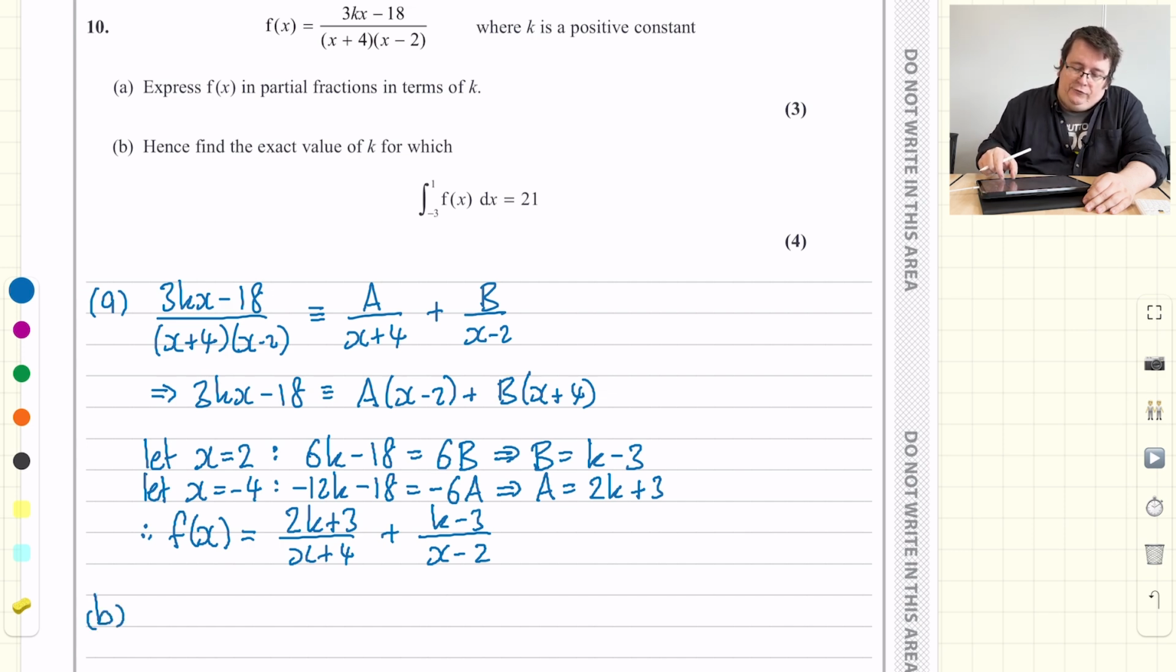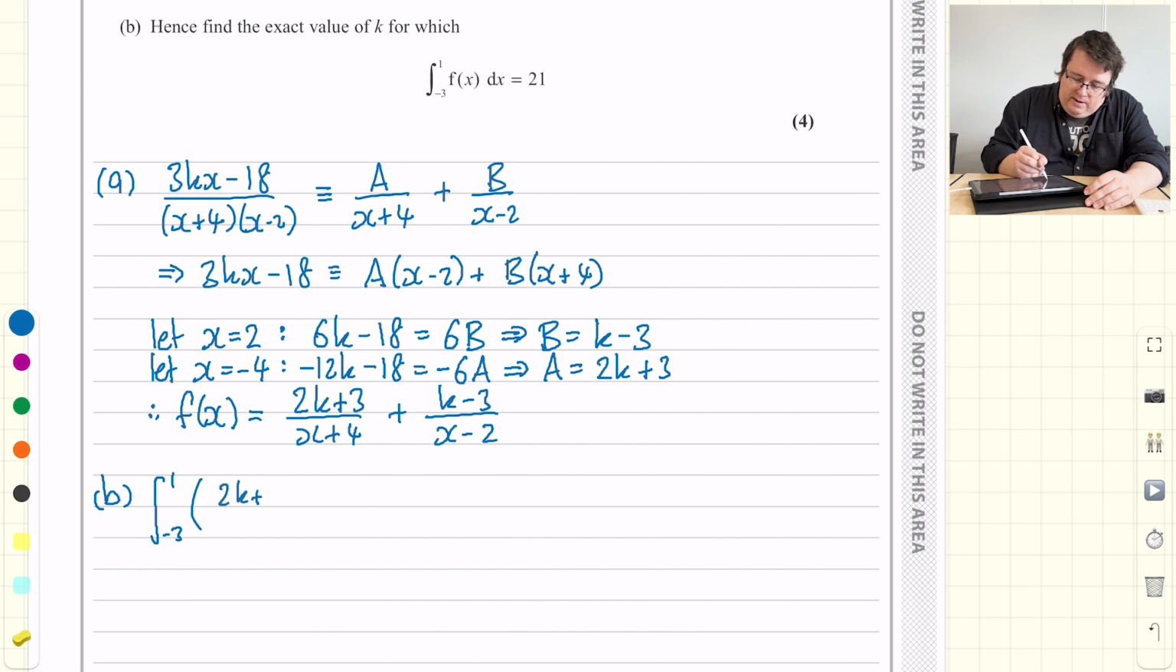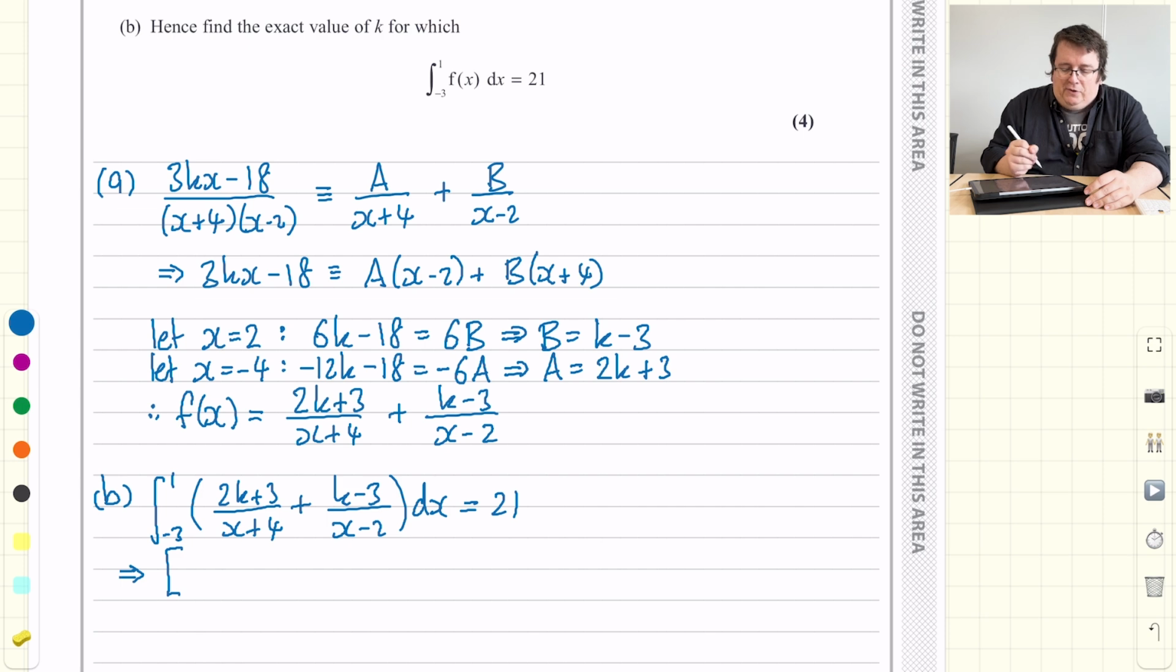Part B, hence find the exact value of k for which the integral of f(x) dx is 21, integrated between minus 3 and 1. So we want the integral between minus 3 and 1 of 2k plus 3 over x plus 4 plus k take away 3 over x take away 2 dx to be 21. Okay, so let's integrate. So 2k plus 3 over x plus 4. The 2k plus 3 is just a constant term, okay? It's just a constant, just a number.